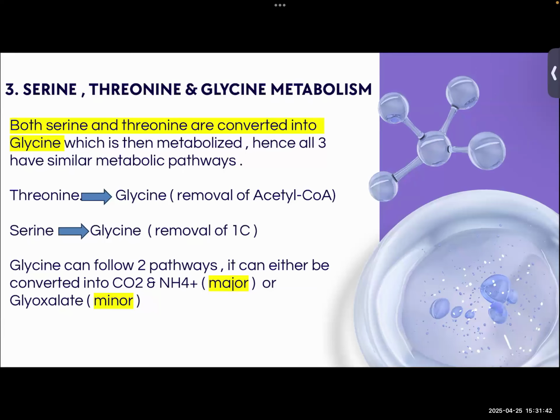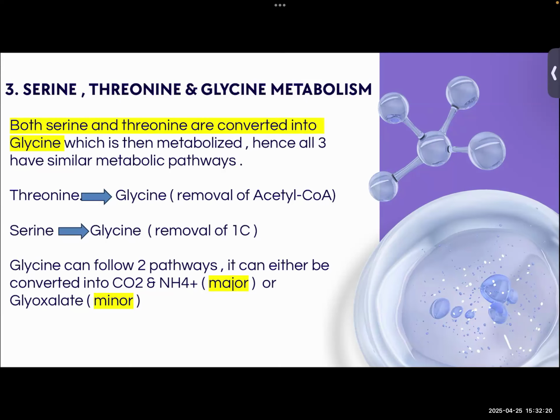Serine, threonine, and glycine metabolism. The first thing that you need to know is both serine and threonine are converted into glycine. So they don't have their own metabolism directly. They're first metabolized into glycine, and then glycine is broken down. So they're indirectly metabolized. For threonine to become glycine, there's removal of an acetyl coenzyme A, and for serine to become glycine, there's removal of one carbon, just one carbon. Then it becomes glycine, and I said glycine is the one that's actually broken down.